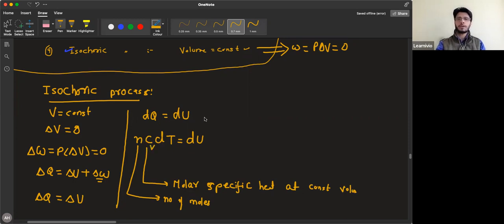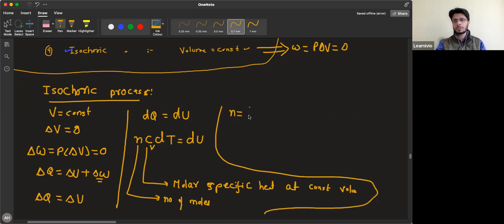So from here, if I do it for 1 mole, means n is equal to 1, you can write that your Cv is dU over dT. So if you differentiate your internal energy with respect to temperature, you will get Cv.